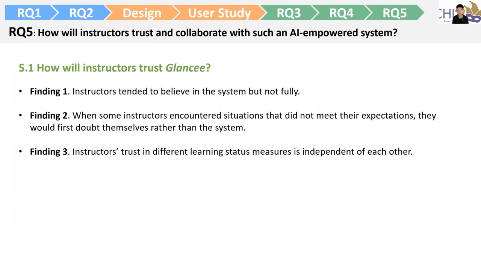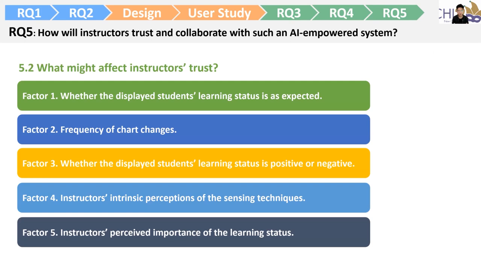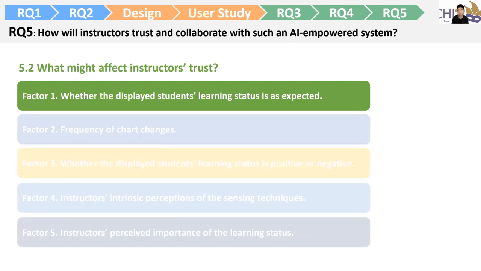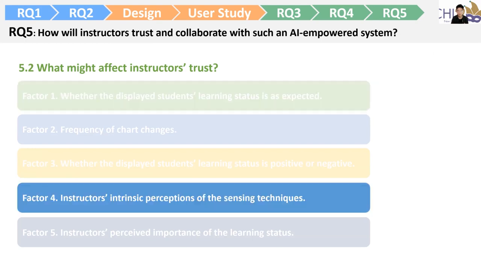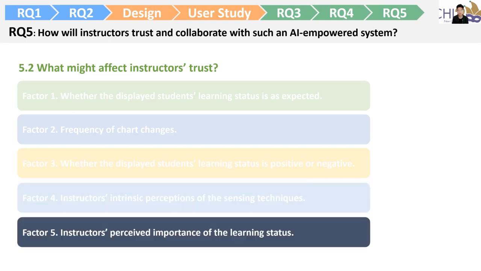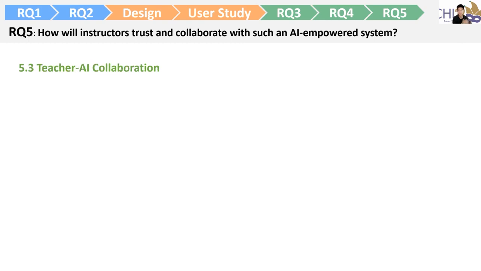Besides, we are interested in investigating how well instructors trust and collaborate with such an AI-empowered system. We got three findings of how well instructors trust Glancee. Then we look deeper into what might affect their trust and found five important factors, such as whether the displayed student learning status is as expected, the instructor's intrinsic perception of the sensing techniques, and their perceived importance of the learning status.